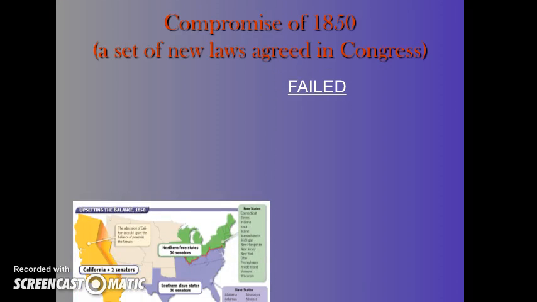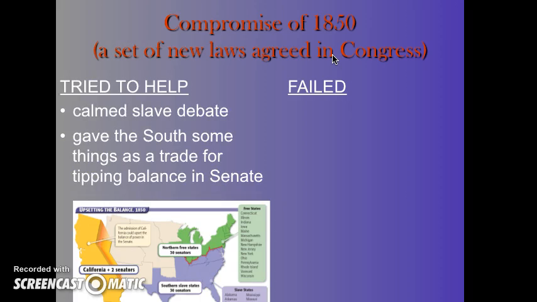So I know I'm going fast, but you can pause and follow along. In 1850, a set of new laws, a bunch of laws that got passed about the same time, again trying to calm down that slave debate, trying to use compromise to chill things down. Yes, California is going to become a free state and tip that balance, but it was going to give the South some things, and that was enough to let it pass through Congress.